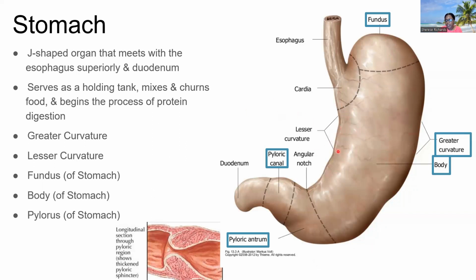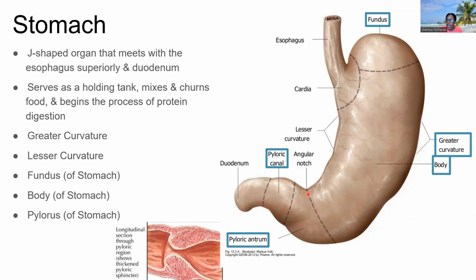Again, here is where we have the lesser omentum, which connects the liver to the stomach. Then we have the fundus of the stomach, the top portion here. We've got the body of the stomach, which is mainly the central portion. And then we have the pylorus. The pylorus is the distal part of the stomach where it begins to narrow to form the duodenum.